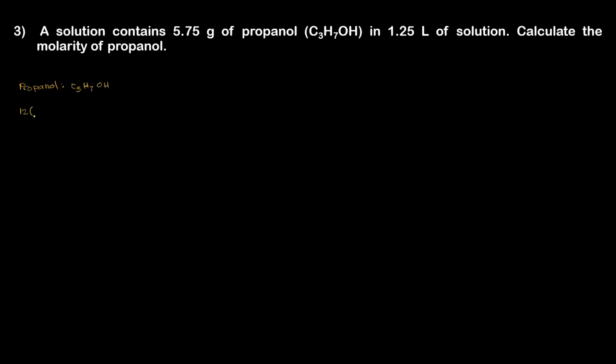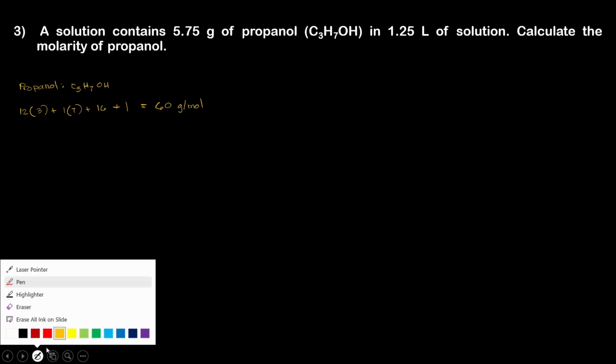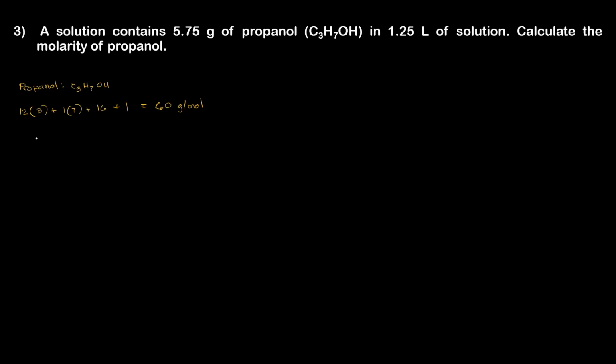So solving its molar mass, we have 3 carbon. Carbon is 12. 12 times 3 plus 7 hydrogen. Hydrogen is 1, so 1 times 7, plus 1 oxygen, which is 16 grams per mole, and 1 hydrogen, which is 1. So solving this, propanol is 60 grams per mole. Now we can use this information to solve for the molarity of the propanol solution.